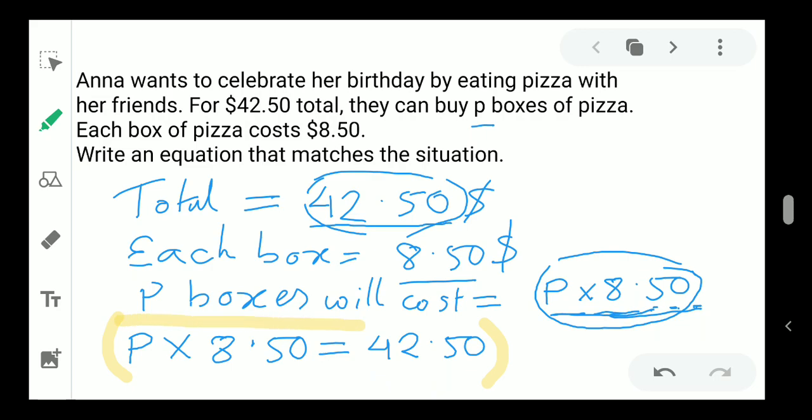So that is the equation. Again I am telling you what I have done. The total money is already told. Now I have one condition: they have bought p boxes and each box costs that much. So if one box costs this much, p boxes will cost that much, and that should be my total money. This total money on both sides should match.